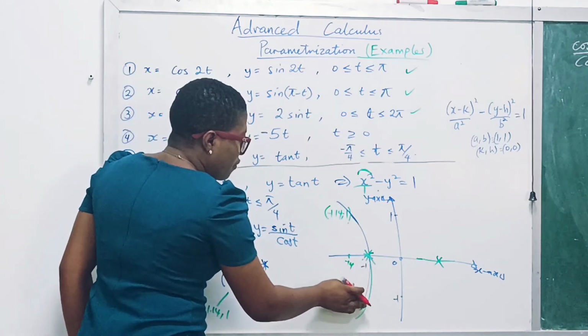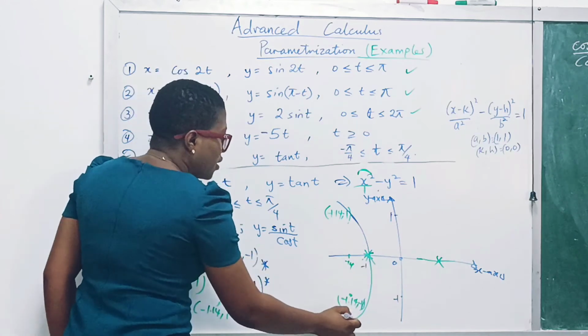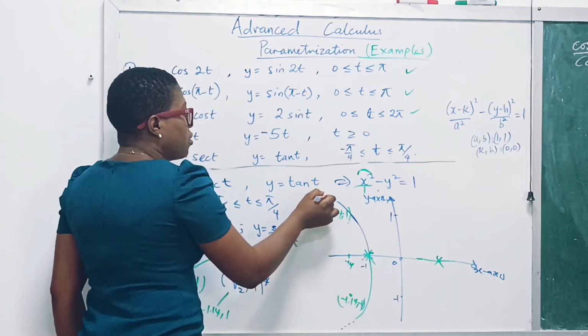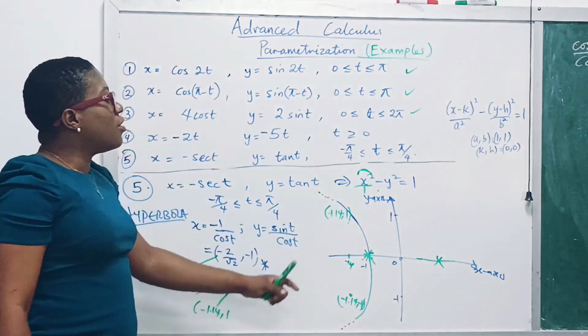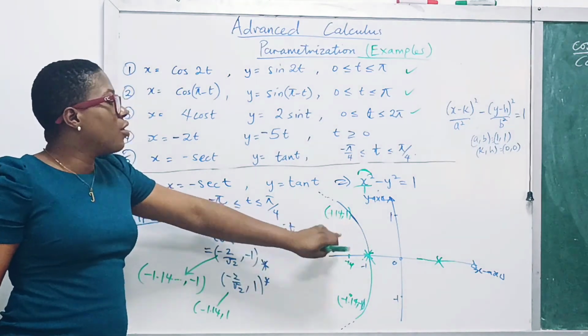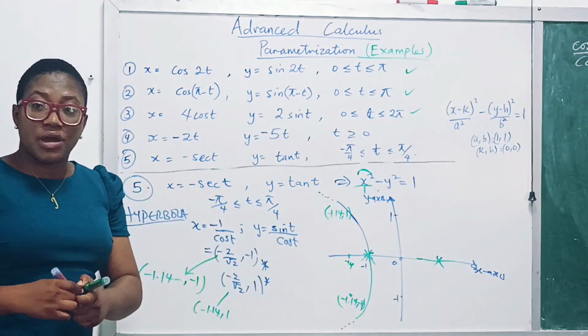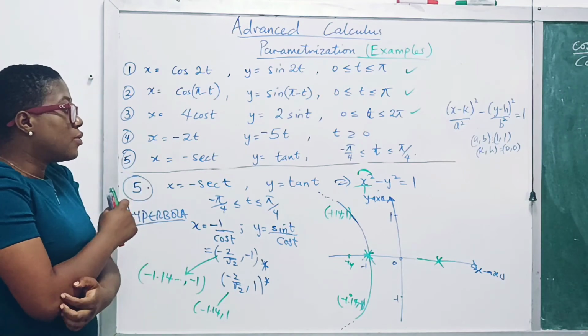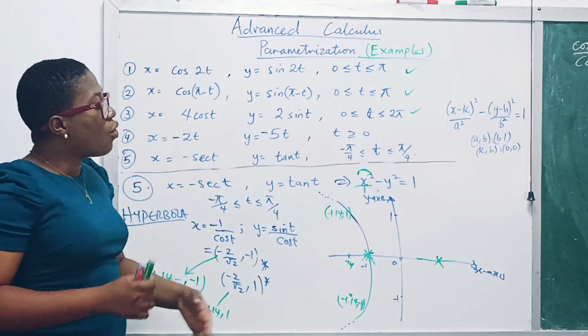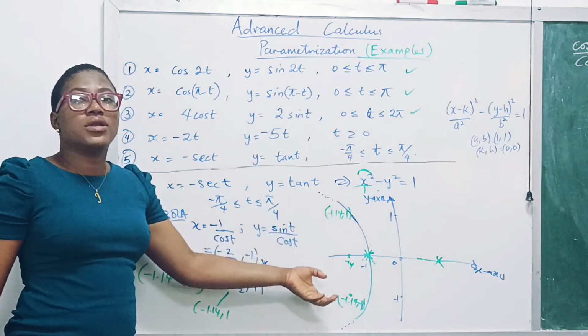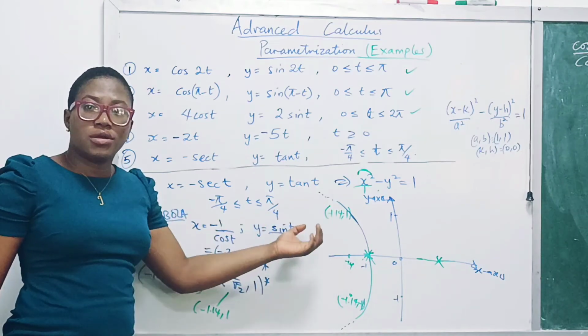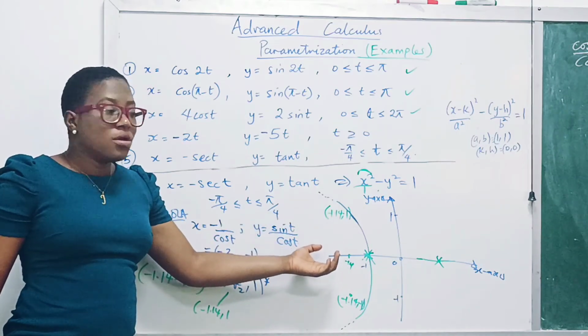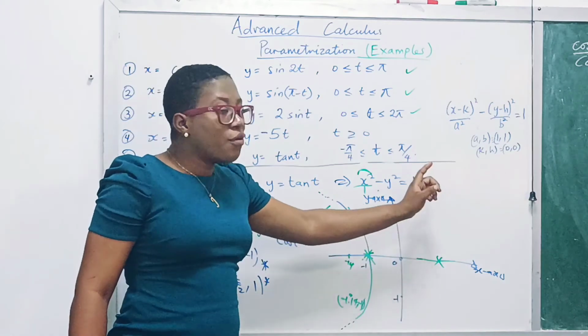This graph does not have an end. It doesn't. What we are using this thing for, yes, it will pass through it, you are right. But what I'm saying is, what we are using it for is to know how to draw the graph, the orientation, to know whether we have the full.